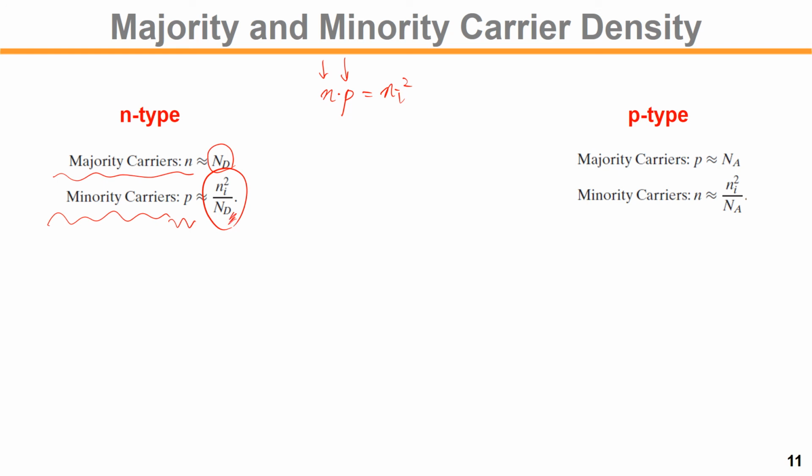So if we control Nd, then we can control the minority carrier. That also holds for the p-type. If we know the acceptor density Na, like the hole density, then we know the electron density. Electron is a minority carrier in p-type. So if one is given, the other carrier density can be easily found based on this equation.